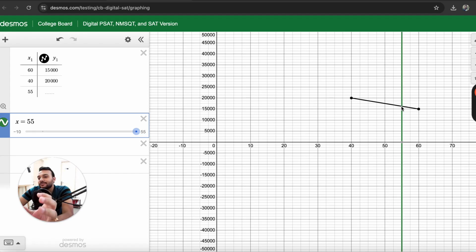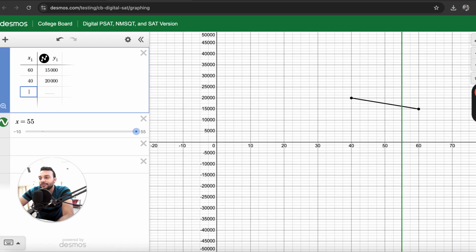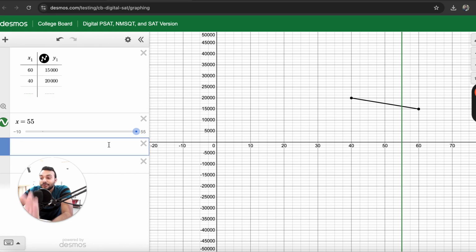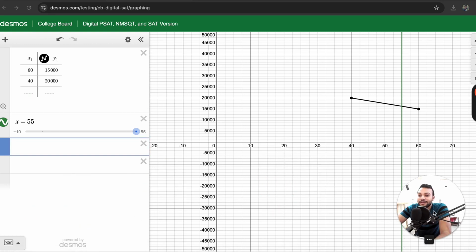For that, on Desmos, you need to graph the complete line. This one, the 60, 15,000, 40, 20,000. From that, you need to graph the complete line. Now, this is a trick. This is a weird trick, but I'm going to tell you. It's called regression. We'll actually do linear regression to find out the equation of the line that is formed using the given points. So let's do that.